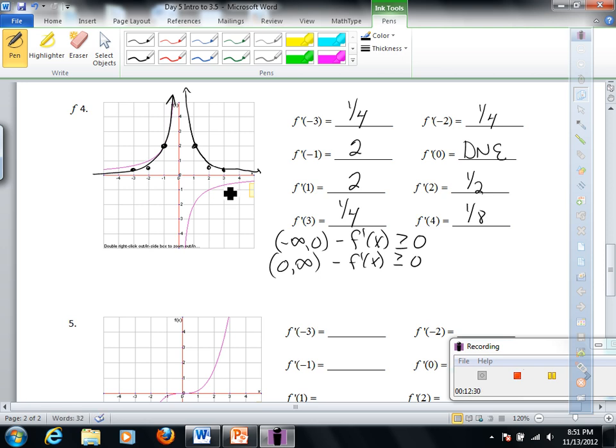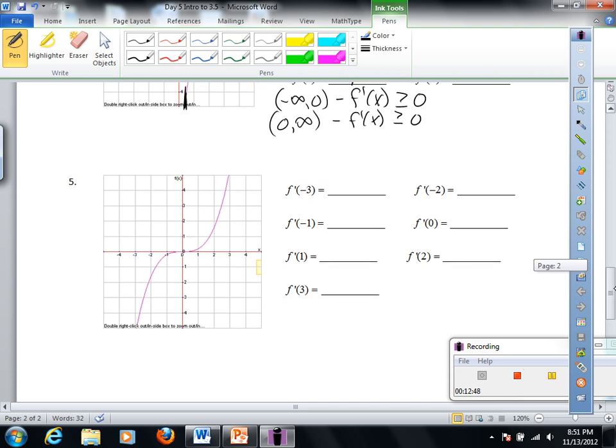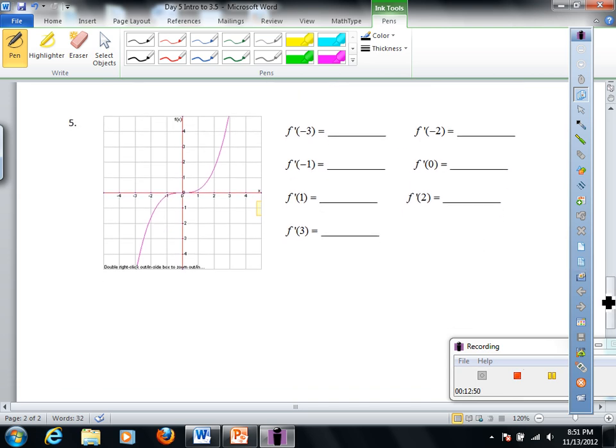Also, think about this. Let me pick on this branch right here. The slope is a big negative number right here, so I need to see a big negative number up here. The slope here is a little positive number, so I need to see a little positive number. So there's what I've got so far. Here's my number 5, and then I'm going to switch to a PowerPoint and hope this thing doesn't freeze up.